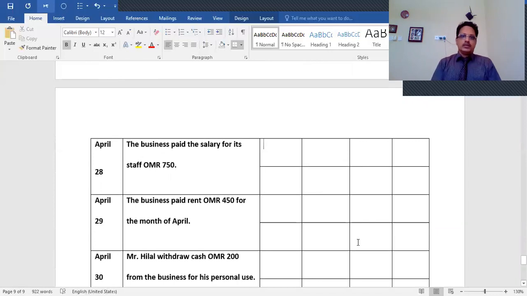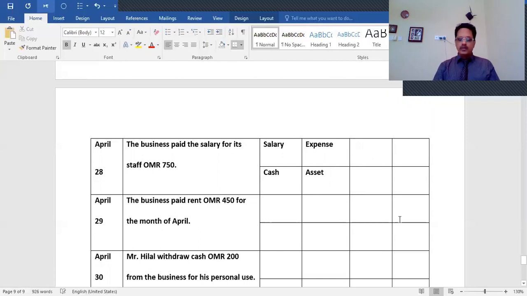So the business paid salary for its staff. Staff salary is paid: salary and cash. Salary, you know, is an expense, and cash, you know, is an asset. We have done a lot of cash. Cash is an asset. You know very well now.